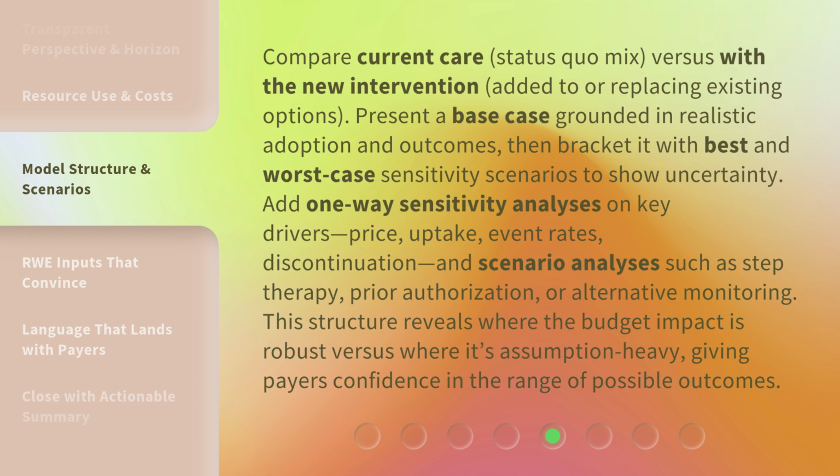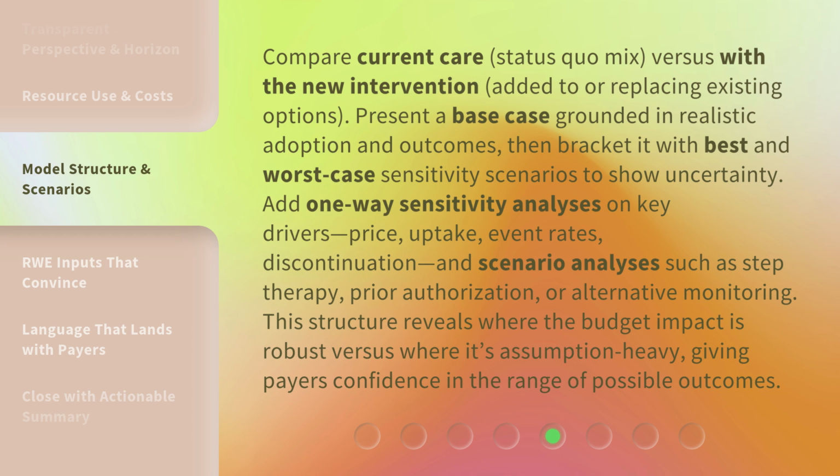Compare current care, status quo mix, versus with the new intervention, added to or replacing existing options. Present a base case grounded in realistic adoption and outcomes, then bracket it with best and worst case sensitivity scenarios to show uncertainty. Add one-way sensitivity analyses on key drivers: price, uptake, event rates, discontinuation, and scenario analyses such as step therapy, prior authorization, or alternative monitoring.